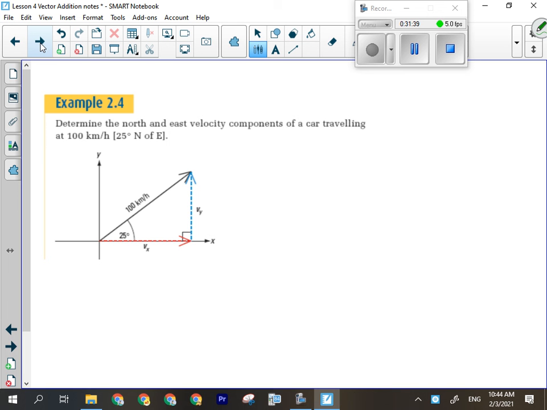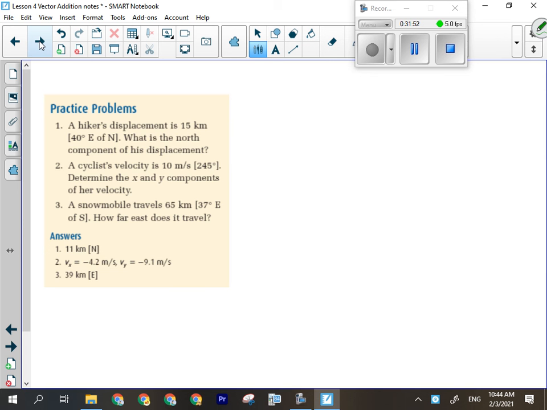All it changes is that x is going to be in kilometers per hour and y is going to be in kilometers per hour instead of meters. But everything else is still the same. x is still the adjacent side, so I'd use cos. y is still the opposite side, so I'd use sine.